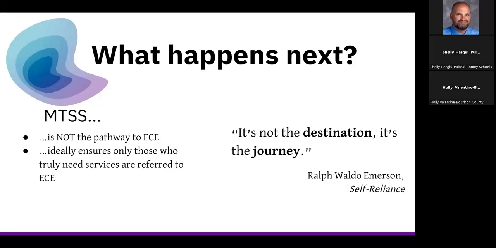We need that entrance and exit criteria because we want kids to move through the tiers. What we're ideally doing, and so this is part of that language shift, is to say kids receiving tier 2 interventions, kids receiving tier 3 interventions, to help reinforce that MTSS is not the pathway to an ECE referral, a special ed referral. That's not the goal of MTSS. Ideally, what we're doing is we're ensuring that only those who truly need services, those who actually have disabilities, who aren't just going to be successful with just an intervention, that those are the ones who are referred to special ed.